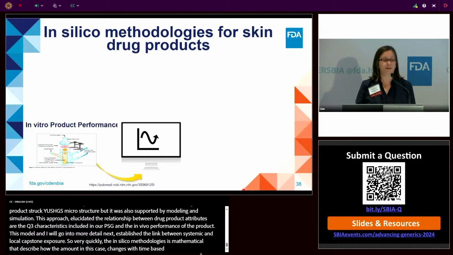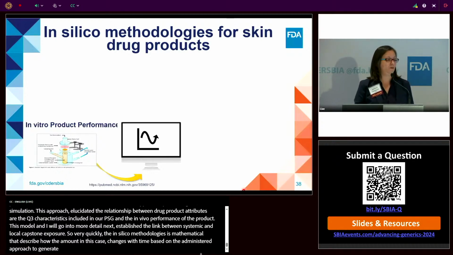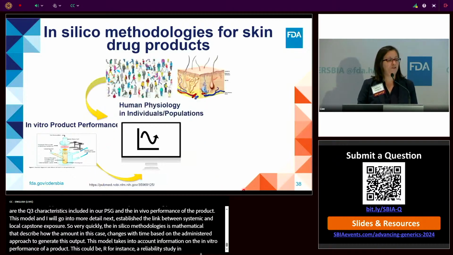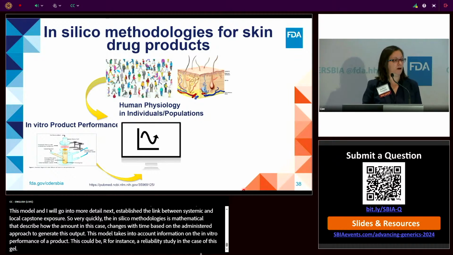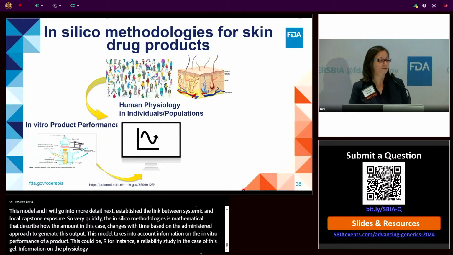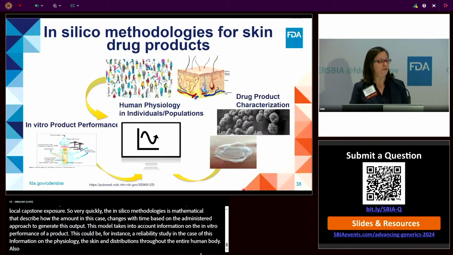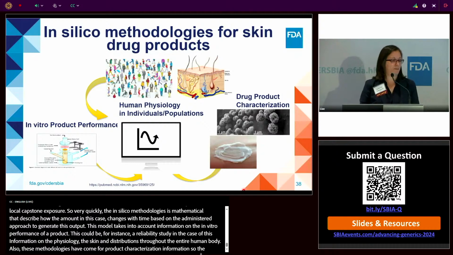To generate this output, these models take into account information on the in vitro performance of a product. This could be, for instance, an IVPT study in the case of the Dapsone gel. They also take into account information on the physiology of the skin, what are the physiological parameters that impact permeation through the skin and distribution throughout the entire human body. And these methodologies also account for drug product characterization information. So a particle size distribution would be an example of this type of information.